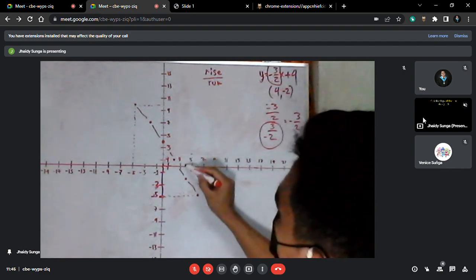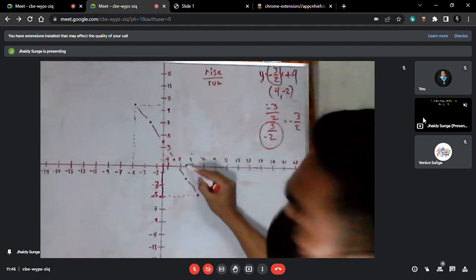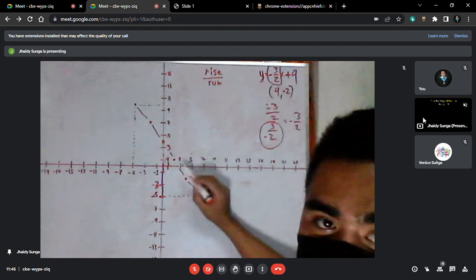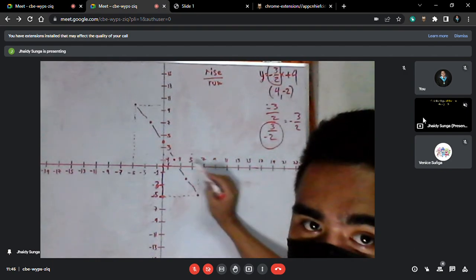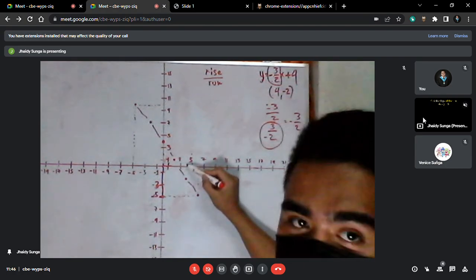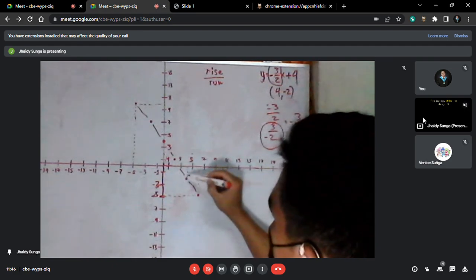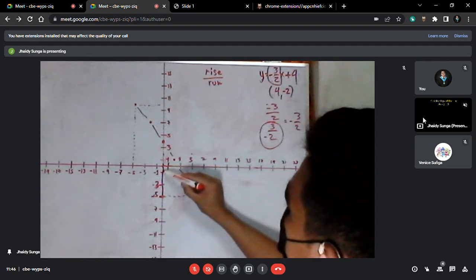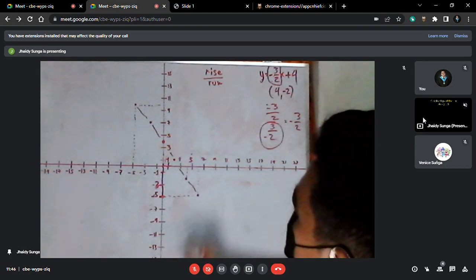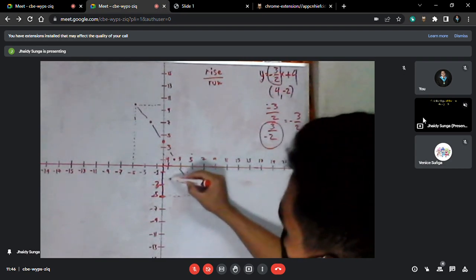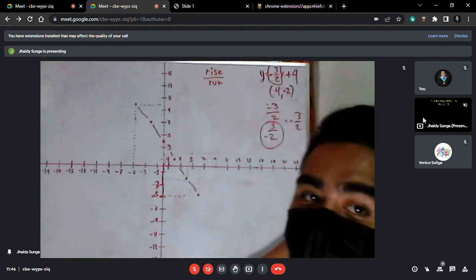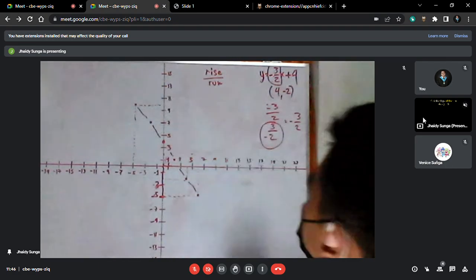Point 4, this is 1, 3. Our point is 4. Here, this is 5. 1, 3, 5, 7, 9, 11, 13, 15. So our 4 is in here. And we have negative 2. Negative 1, negative 3, negative 5, negative 7, negative 9, negative 11, and so on. So our negative 2 is in here. So we could say that the point 4 and negative 2 is on the slope, or on the line. So this is our slope.